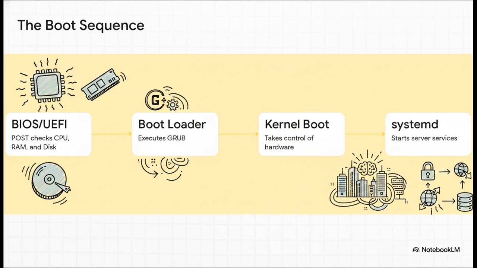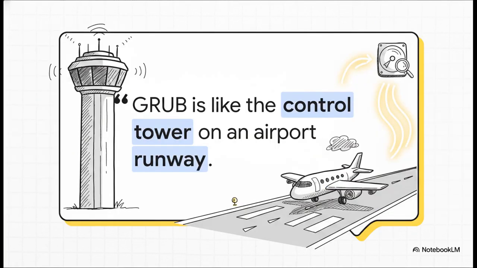Once they confirm, we hit Step 2. The bootloader kicks in and executes something called GRUB. Step 3 is the kernel boot, where that city control system we just talked about takes over the hardware. And finally, Step 4. Systemd fires up all your essential services, like Secure Shell for remote access, web servers, and databases.